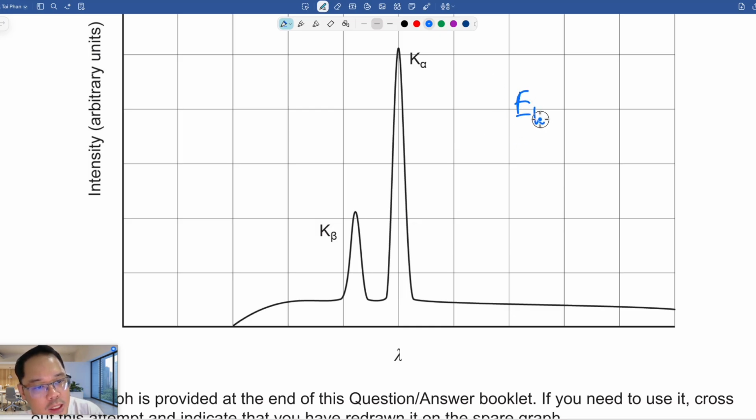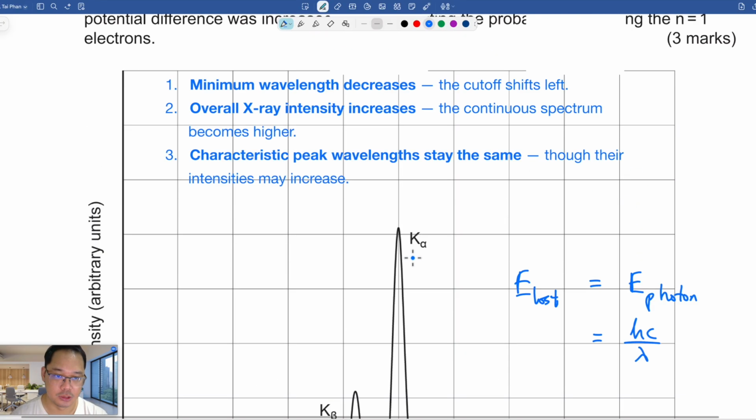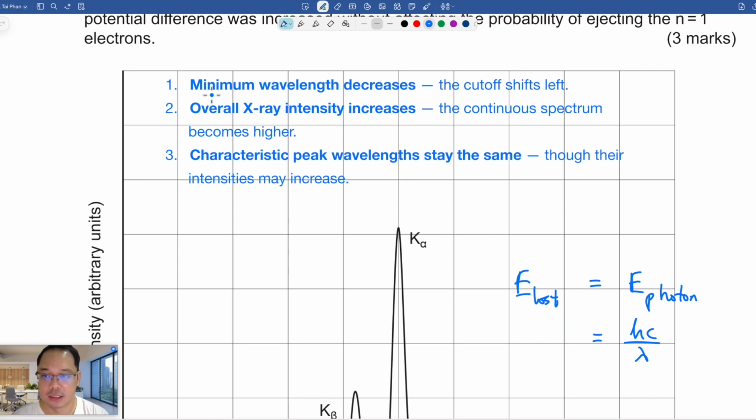The energy lost by the incident electron is equal to the energy of the emitted photon, which is hc over lambda, related to the wavelength emitted. So there are three effects on the graph here with the same element. The first effect is that the minimum wavelength decreases.